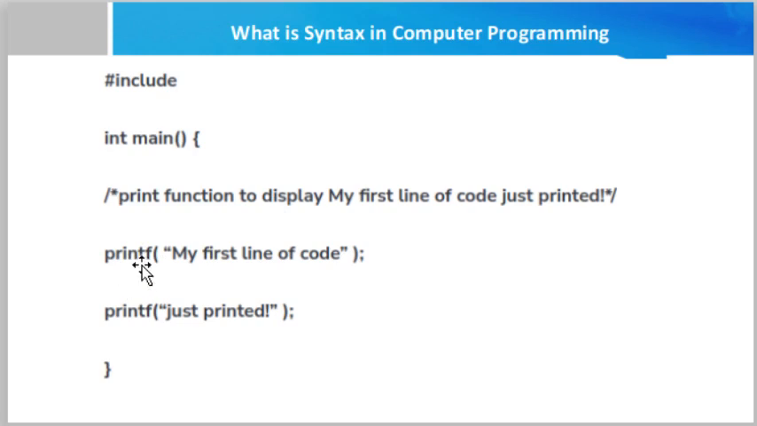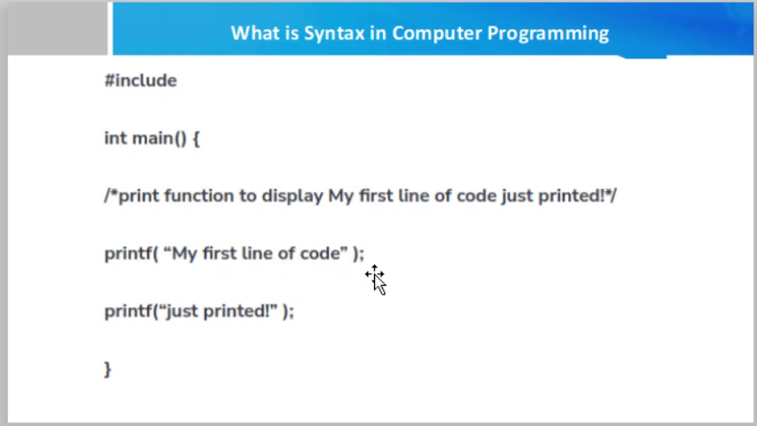Then printf is a command, basically an instruction. That means the compiler needs to print that particular line on the console, and whatever is written in it will start with the open bracket, okay, then the double quotation, my first line of code, then double quotation, then close the bracket, and then semicolon. So this is the syntax here.